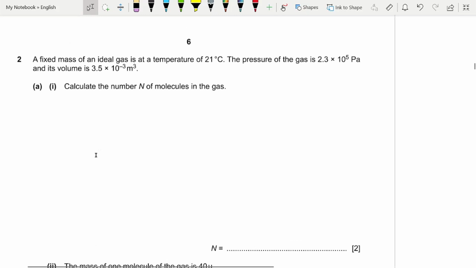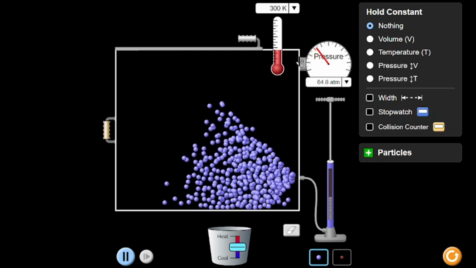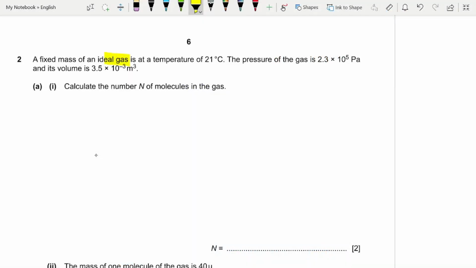Okay, move on to question number 2. A fixed mass of an ideal gas is at a temperature of 21 degrees, right? And the pressure of the gas itself is 2.3 times 10 to the power of 5 pascals, and its volume is 3.5 times 10 to the power of negative 3. Calculate the number N of the molecules in the gas.